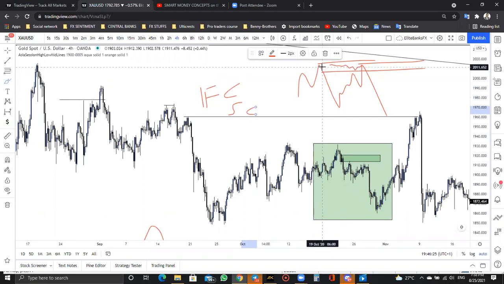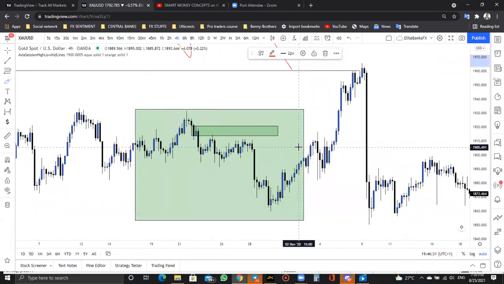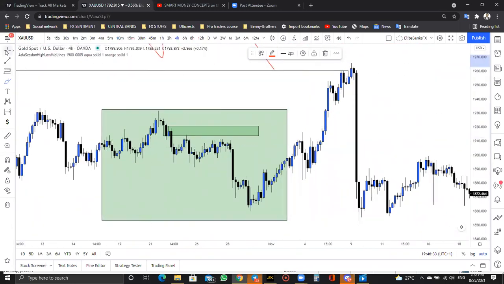Look at what I mean. Let me show you here. This is an order block. This guy, this is another block. This guy with this guy is the order block because it's a block. It's made up of two candles.